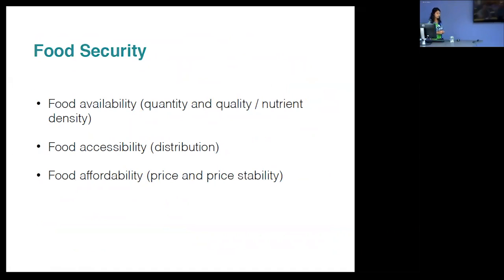So food security is variously defined, and we're looking at food security at 3 different levels in terms of food availability, both in terms of quantity, but also the quality of that food, food accessibility, as well as affordability, and looking at affordability both in terms of prices, as well as the stability of those prices.